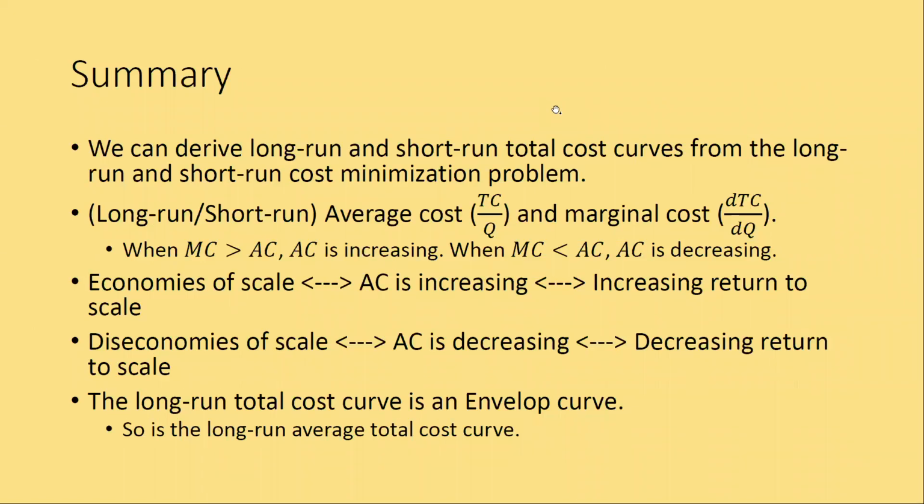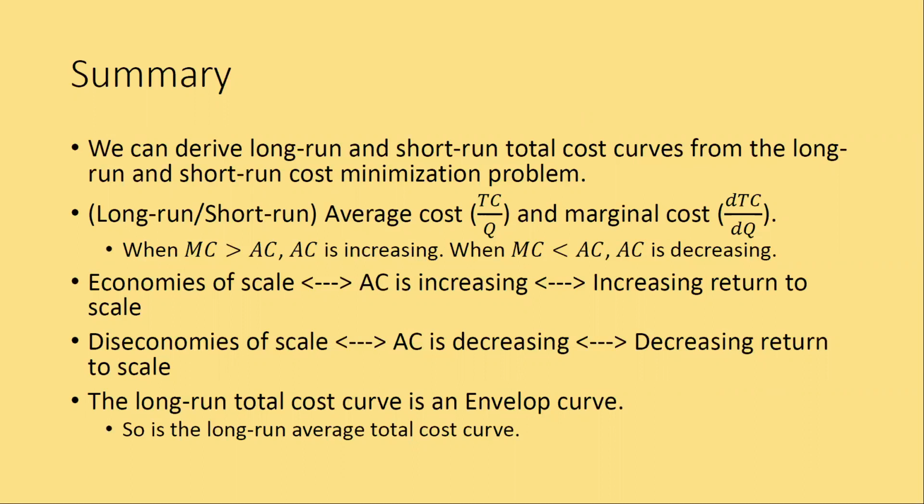So let's summarize what we did in this chapter. We derived the long run and short run total cost curves as a result of our cost minimization problem. We similarly defined the concept of average cost and marginal cost, and we introduced an interesting feature, which is mathematically constructed to be true. So whenever our MC is larger than AC, our AC will be increasing. And whenever our MC is smaller than AC, AC will be decreasing. And MC intersects AC at the point where AC takes its minimum point.